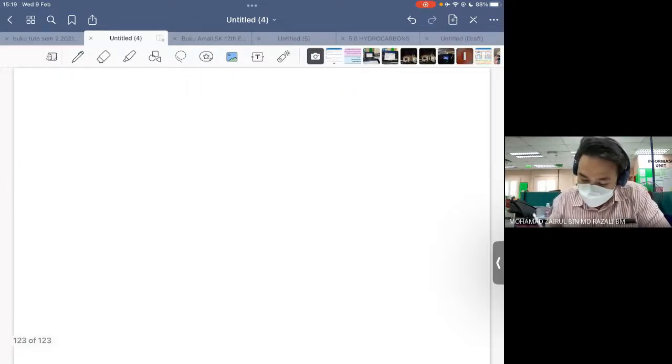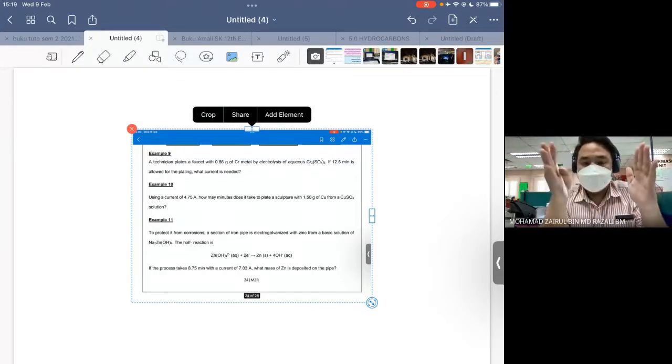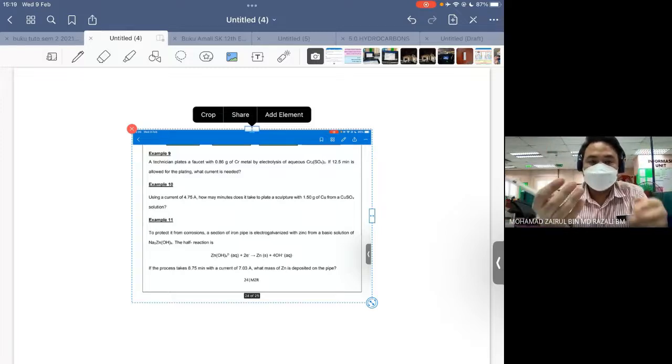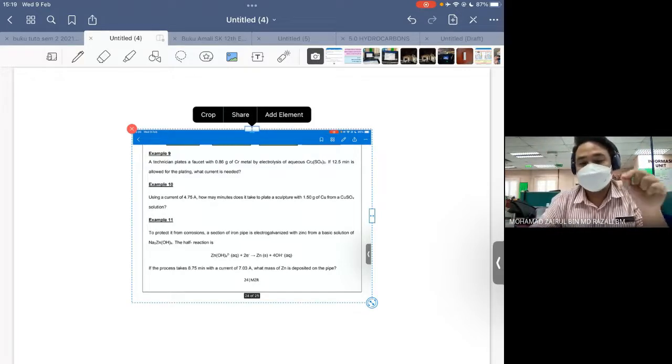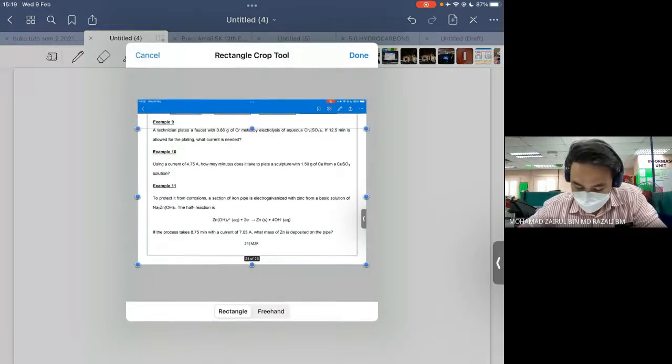So yang last, dia sama je konsep dia. Awak faham dia punya relationship between number of mole dengan Faraday constant dengan amount of charge itu, awak boleh cari dah. Sebab amount of charge yang kita supply is directly proportional to the mass. So daripada situ awak boleh dah dapat dah. Dia sama je. Okay.